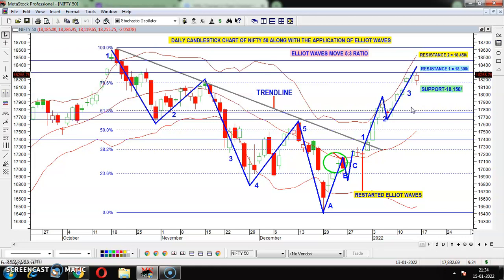By the way, today I have also posted about the global market, about what would be the resistance and support level of Nasdaq, and what would be the resistance and support level of Dow Jones, that I have already explained properly. If you subscribe to my Telegram channel, you can see that the link has already been given in the description box, right?